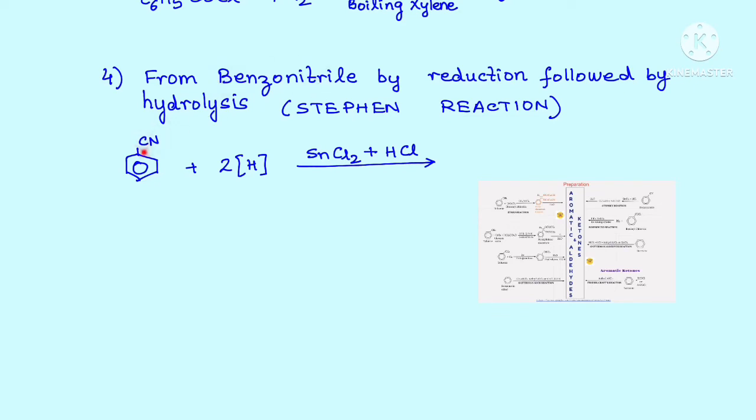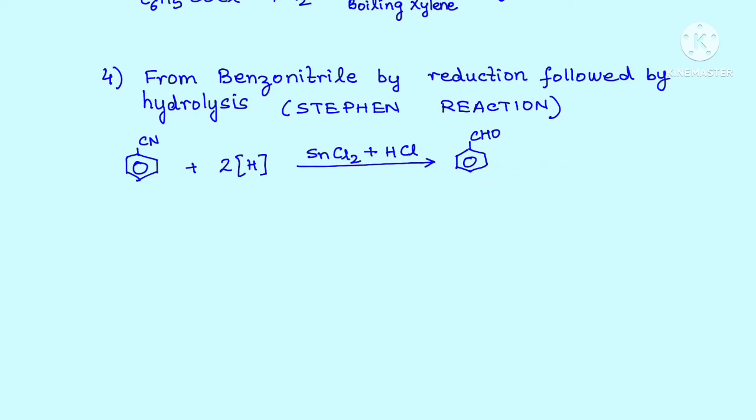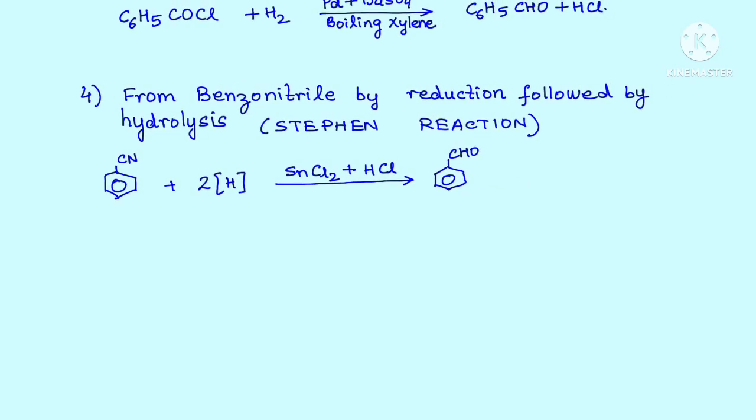Benzonitrile, C6H5CN. So what are we going to do? We have to convert it into C6H5CHO. The method is called the Stephen reaction, where we carry out reduction followed by hydrolysis. And how do we carry out that reduction? Using SnCl2 and HCl. So what will happen? You're going to do the details of this particular reaction under the topic of nitrogen derivatives as well for organic compounds. In the meantime, let me write the reaction.